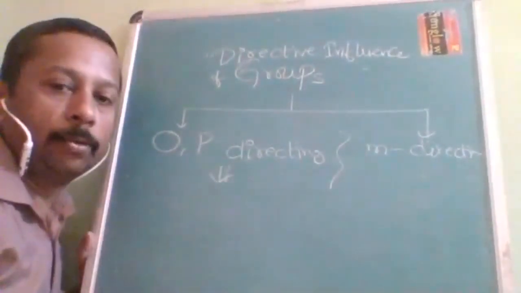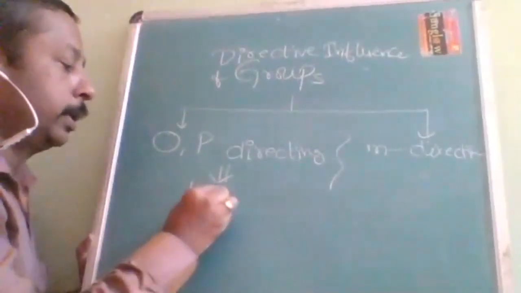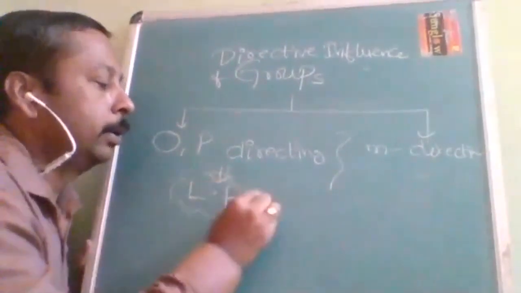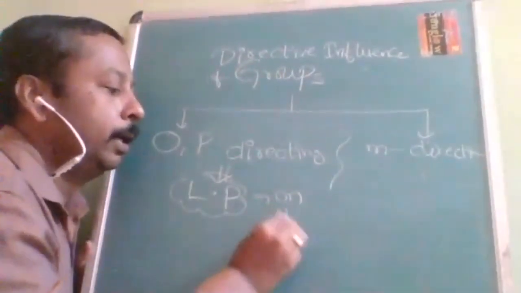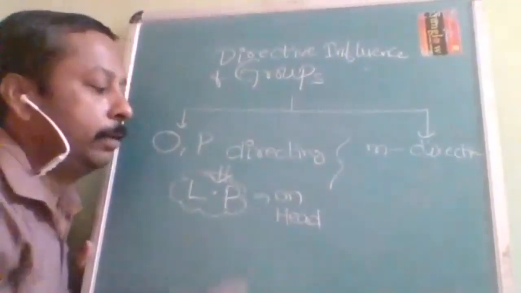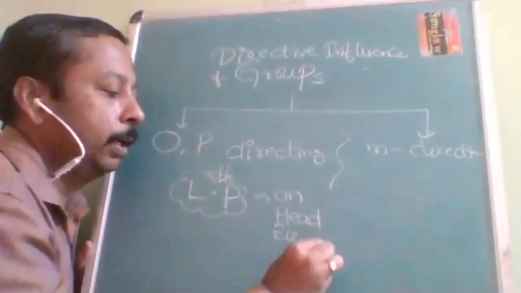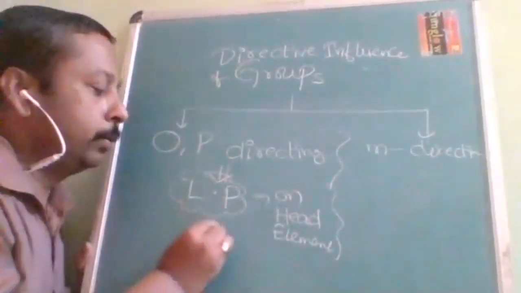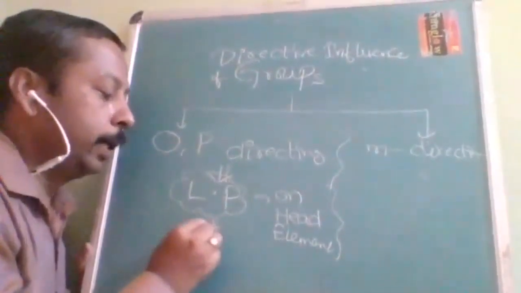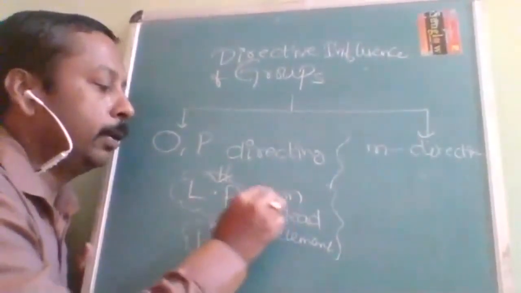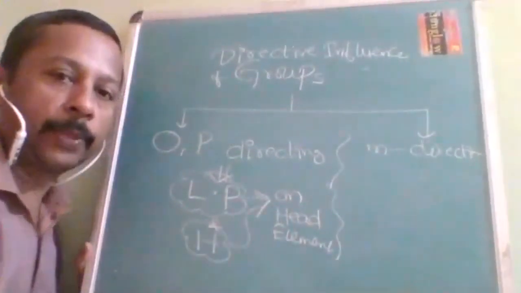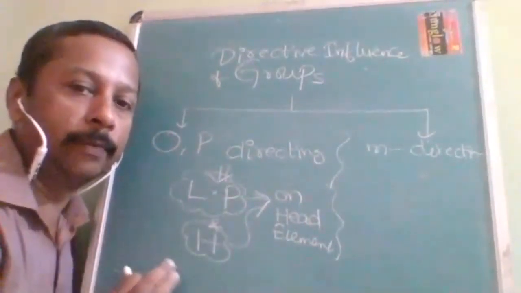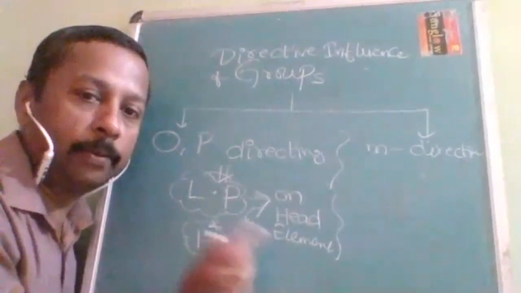A substance is said to be OP directing when it consists of a lone pair. Simple technique. It should have a lone pair on the head element. What is that head element? I will give you an example. This is only the term I am using, it is not official. It is a simple technique. Either it should have a lone pair or it should have hydrogen, on the head element. Whenever you find a lone pair, blindly you say that it is ortho para directing, on the head element. I am going to tell you what the head element is.